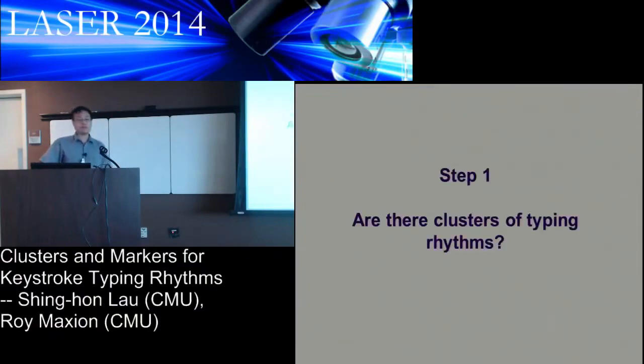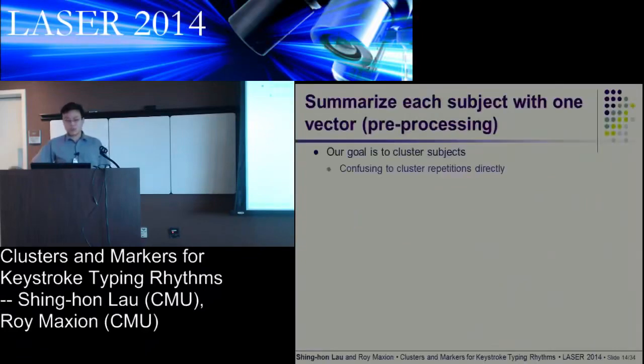So that brings me to the first part. Are there clusters of typing rhythms? You remember that our goal is to cluster our subjects. And it would be a bit confusing to directly cluster the repetitions that these subjects produce, because we might have a case where we have 50 repetitions from each person, 25 end up in cluster A, 25 end up in cluster B, and now which cluster does this subject belong to?